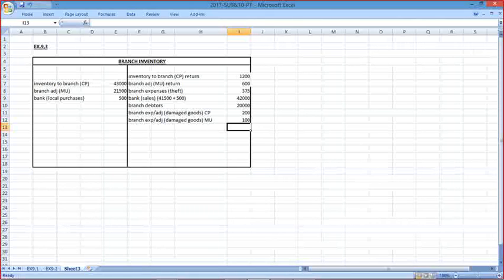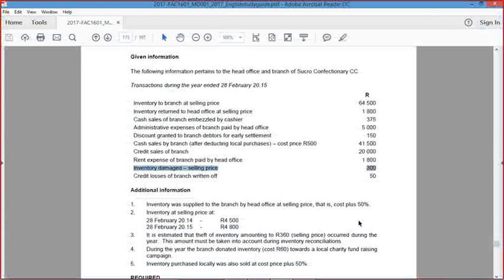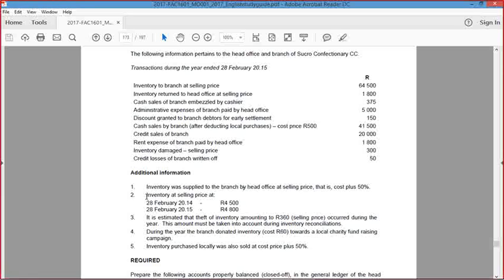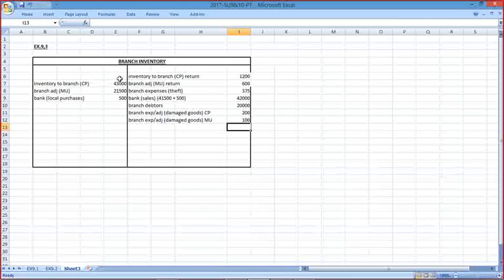Right, that's it. Now we need to look at the additional information. One we've covered, that's just giving us the sale price again. Number two was the opening balance and the closing balance. Does that go into branch inventory? Yes, definitely. So we definitely need that one. So 4.5 and 4.8. The 4.5 will go here: balance, brackets cost price; balance, brackets markup.